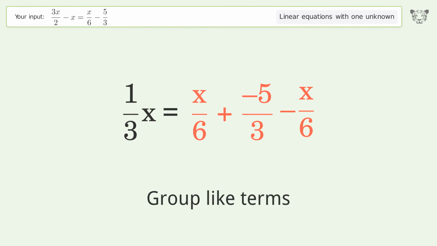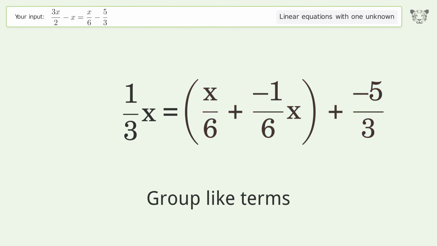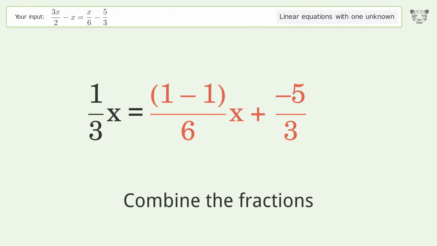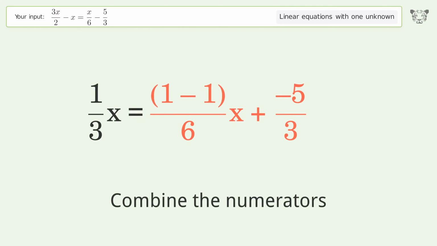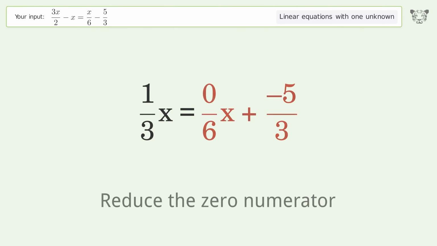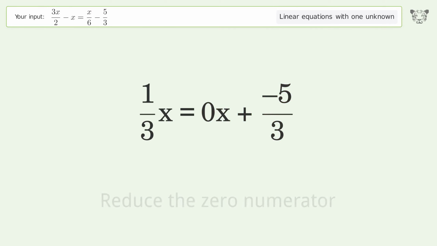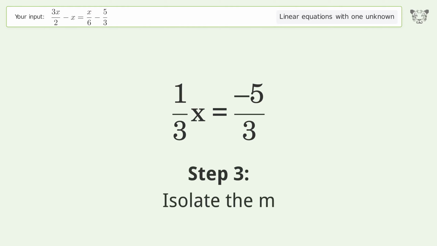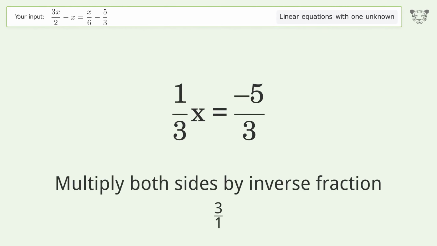Group like terms. Combine the fractions. Combine the numerators. Reduce the zero numerator. Simplify the arithmetic. Isolate the m. Multiply both sides by inverse fraction 3/1.